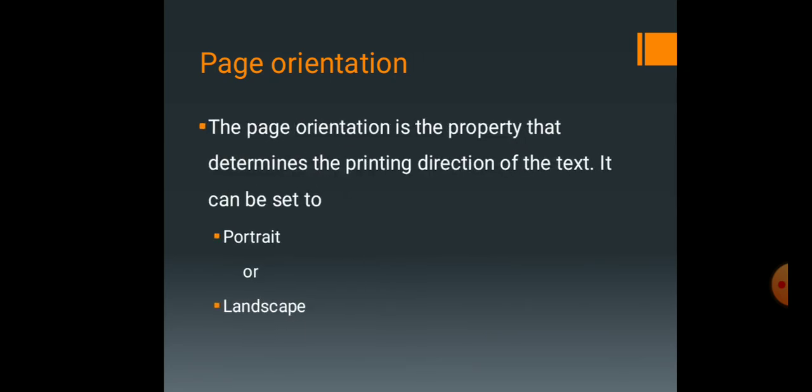So next we are going to see about page orientation. What is meant by page orientation? It is the property that defines how the printing direction will be. Either it can be portrait or landscape. There are two options, portrait and landscape. So we are going to define how the orientation will be, either in the portrait or in the landscape mode.